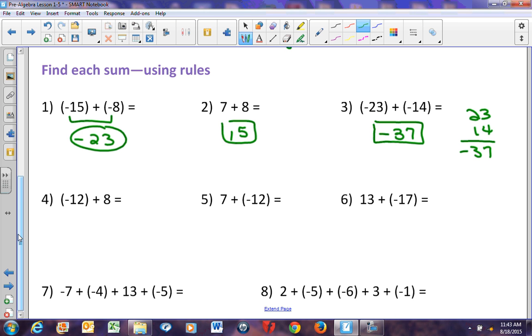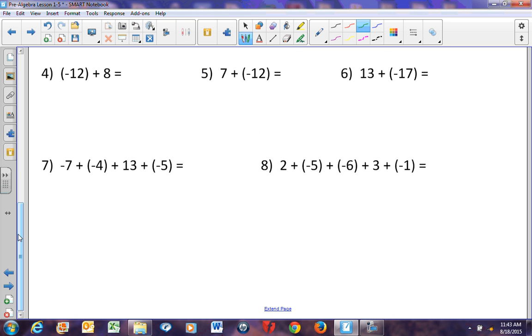Number 4, negative 12 plus 8. Here we have different signs, so we're going to subtract them. We're going to take 12 and subtract 8 from that, and we get 4. And since 12 has the larger absolute value and it's negative, my answer will be negative 4. That's how you apply that rule. If there are different signs, subtract them. Whichever number would be the larger number if it wasn't negative, that's the sign you get.